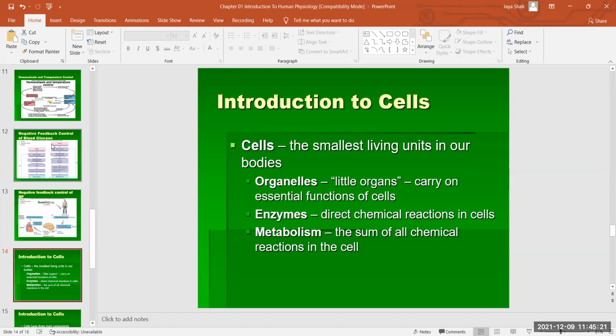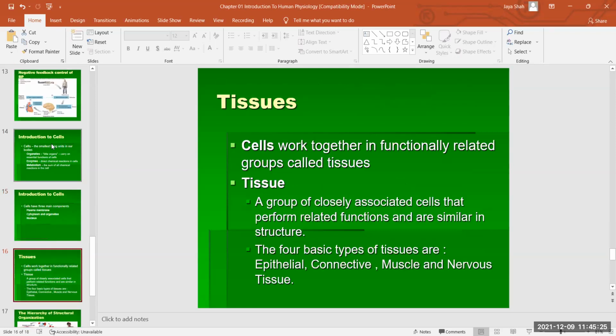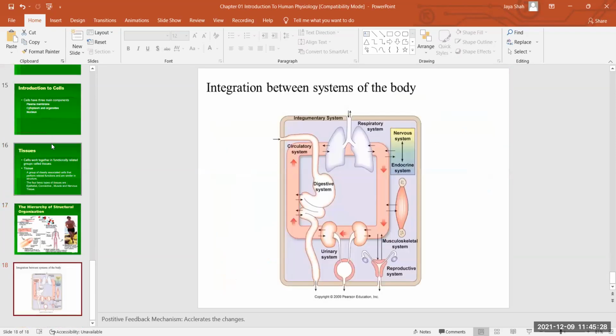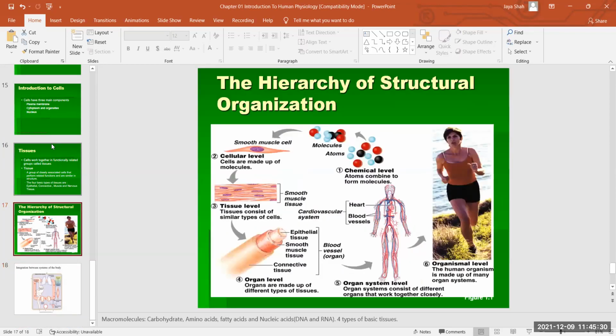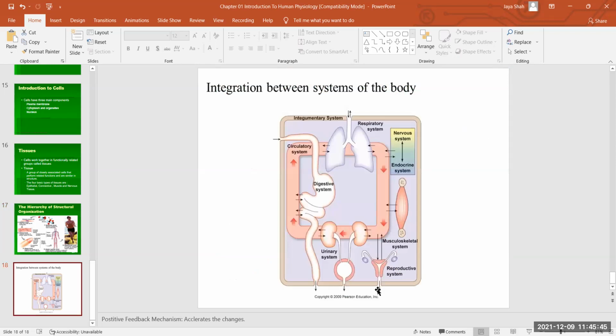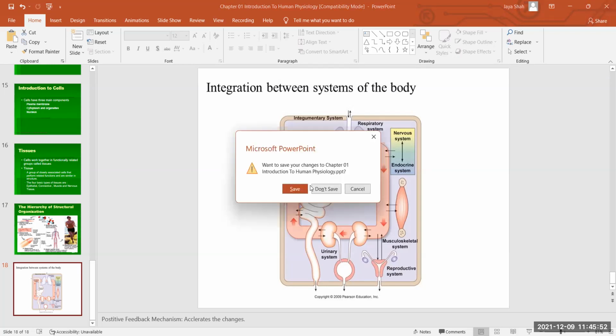This is just an introduction to the cell, so you're going to go over these in more detail in the next chapter. This is the hierarchy of structural organization, and you need to know the components in each hierarchy: chemical level, cellular level, tissue level, organ level, and organ system level. This is the integration, how organ systems integrate with each other. Let's go to the next chapter.